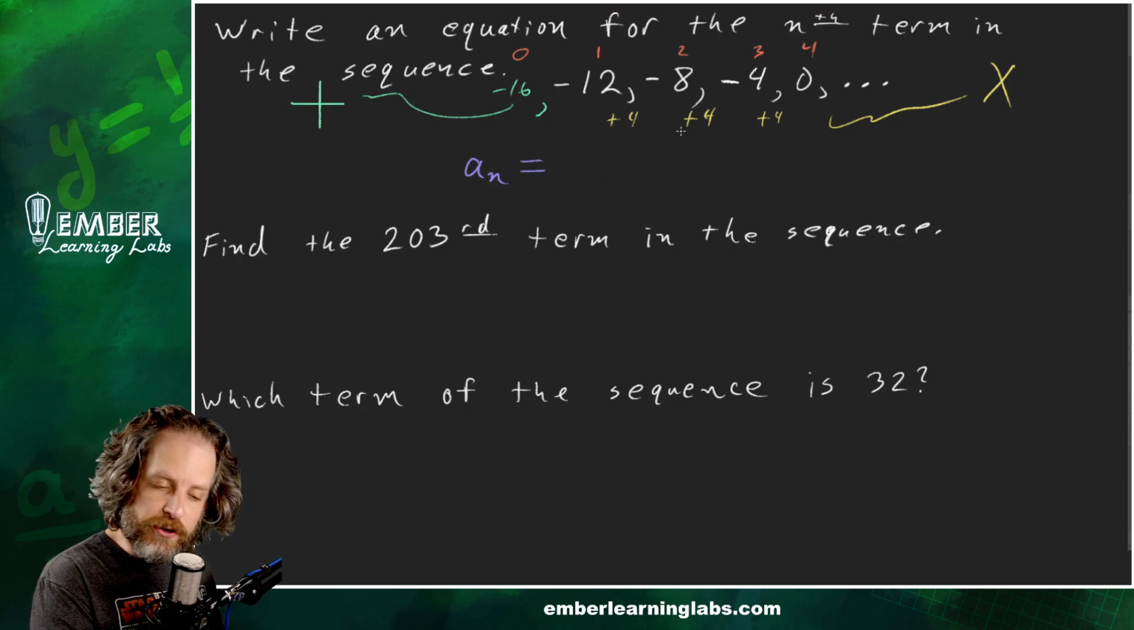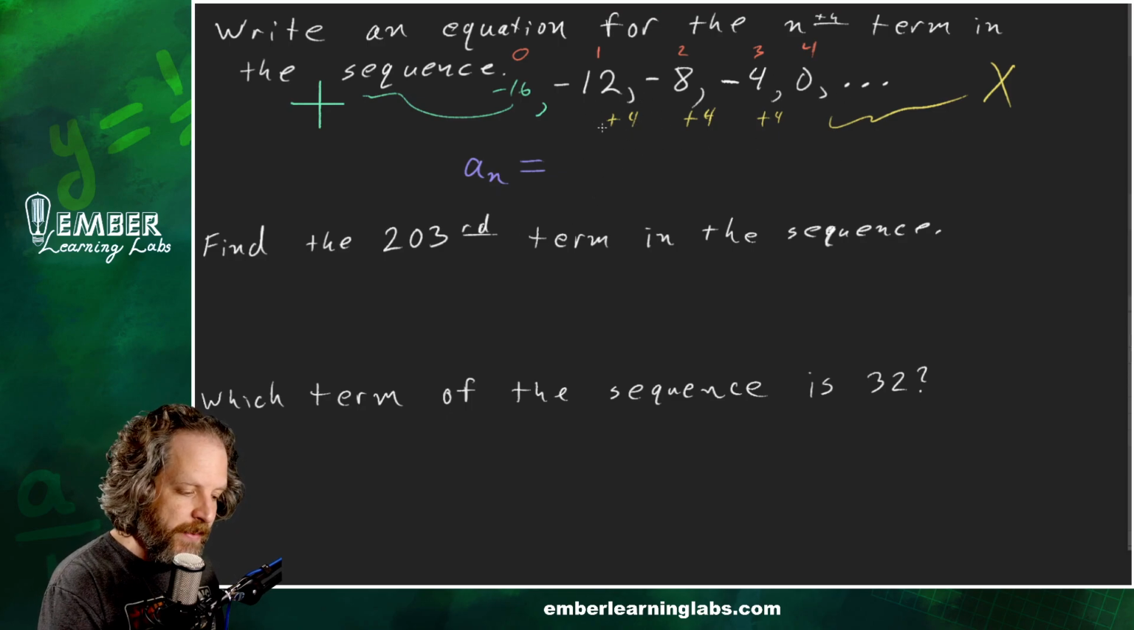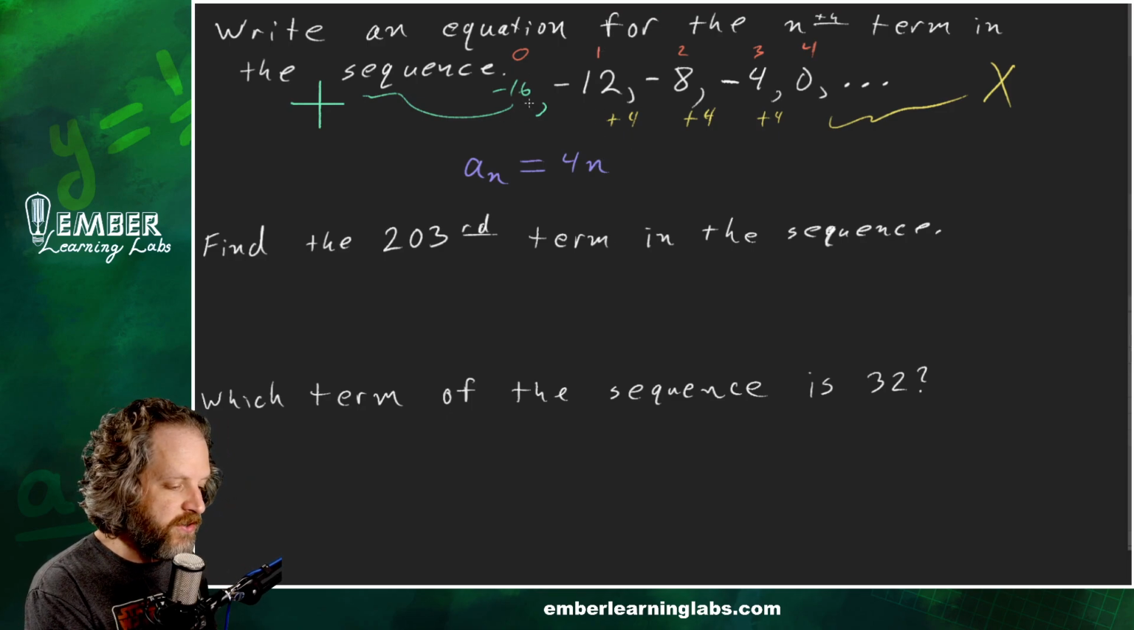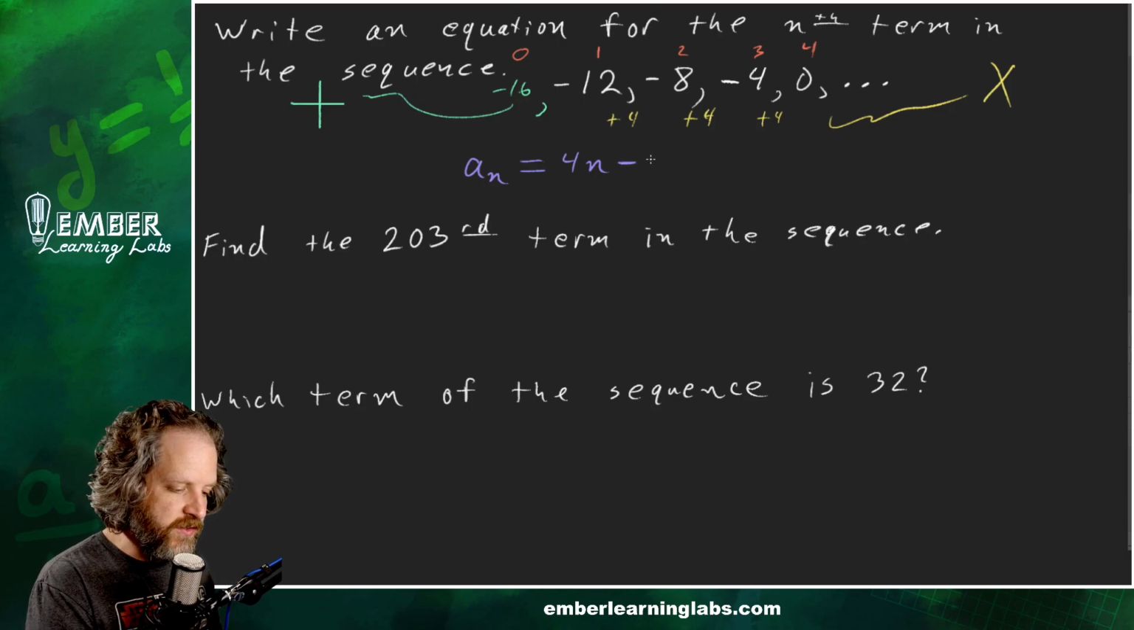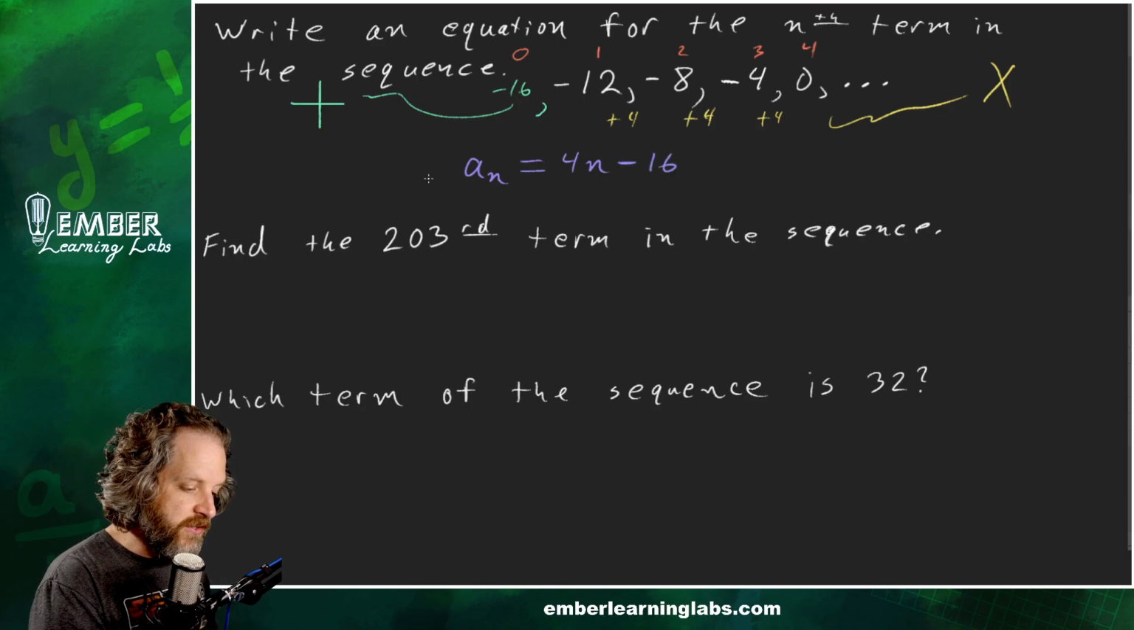And then we're going to multiply the yellow one, the common difference. So 4 times, we're going to use n for the number of the term. So n in this first one will be 1, if we put 1 in here, whatever else. And then we're going to put this one at the end. So minus 16. So there is the equation.